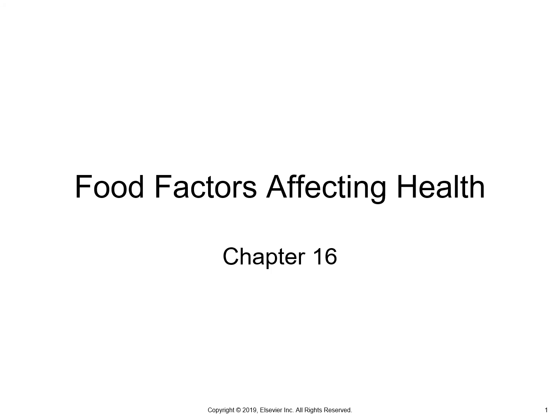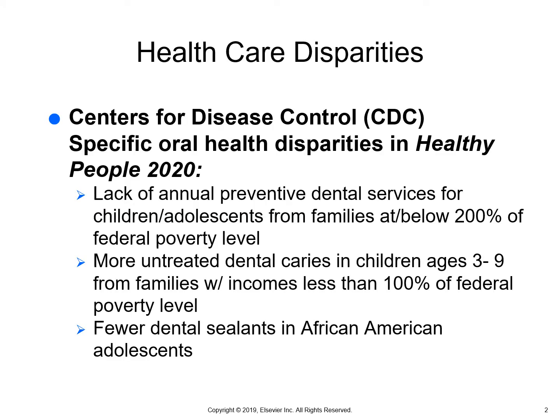In Chapter 16, we're going to discuss some factors that can affect health in regards to the foods that we choose. The Centers for Disease Control have a specific oral health disparity study that they've done on Healthy People 2020. The lack of annual preventative dental services for children and adolescents from families at or below 200% of federal poverty level is one that they've noted.